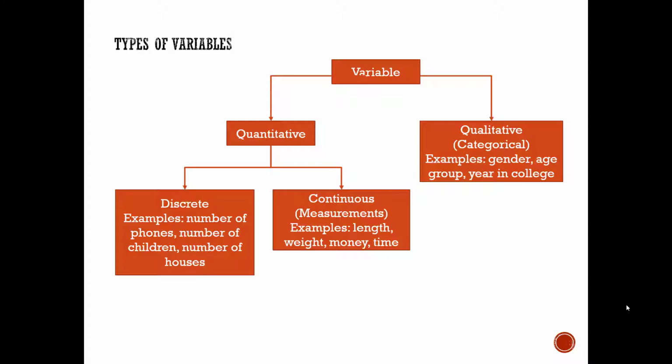Under discrete, you could write number of phones, number of children, number of houses. Whole numbers is what we're going to have. Exactly whole numbers, no fractions. Under continuous, you might write length, weight, time, and money. We usually consider money to be continuous because it does have decimals in it. And under qualitative, you might write gender, age, our group in college, our year in college, something like that. Just pick a couple of those and jot them down on the page that are going to help you remember. Feel free to pick any of your own that you might come up with that are different from these.